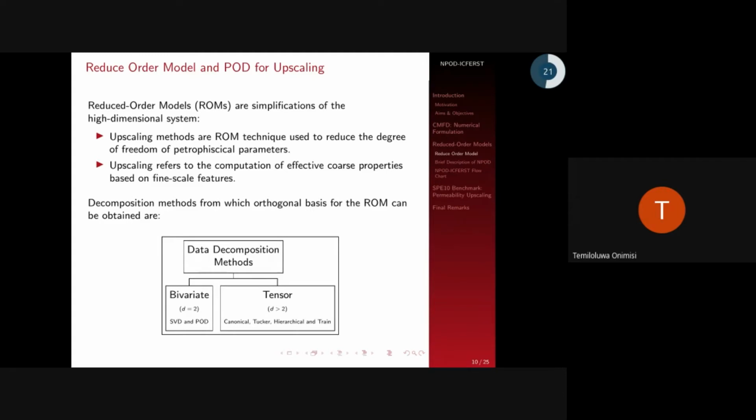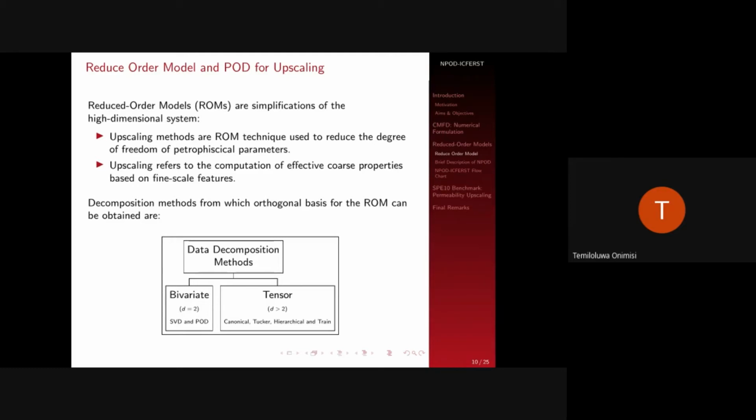In this work, we're concerned with projection based reduced order models. What we're interested in is projecting the high dimensional space to a low dimensional space spanned by some orthogonal basis. The decomposition methods where this orthogonal basis can be obtained depend on the nature of the data set that we want to analyze. If it's a bivariate data set, which is two-dimensional data, a matrix, we could either use the singular value decomposition method, the SVD, or the proper orthogonal decomposition method, the POD.